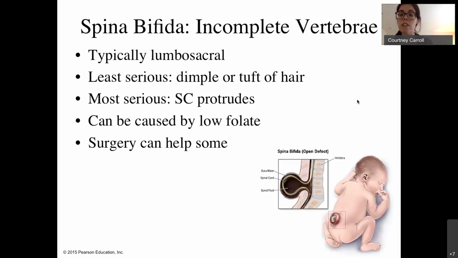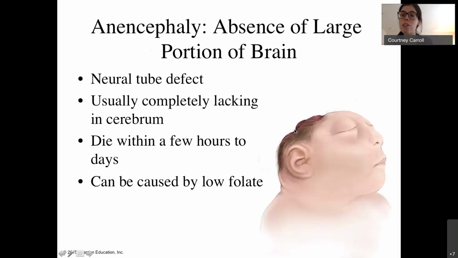Because the nervous system is one of the first things that develops. It happens very early on and is sensitive to nutrition levels starting pretty quickly. The other thing that can happen from low folate is even more serious. This is called anencephaly, which is the absence of a large portion of the brain. This is also a neural tube defect.